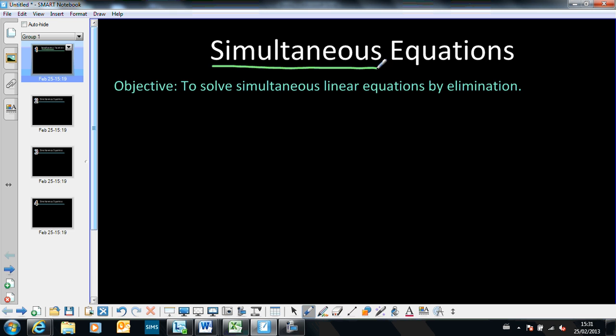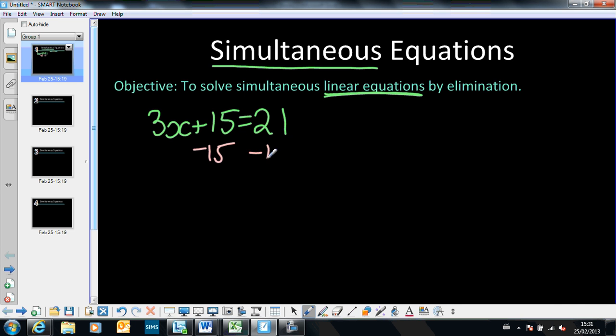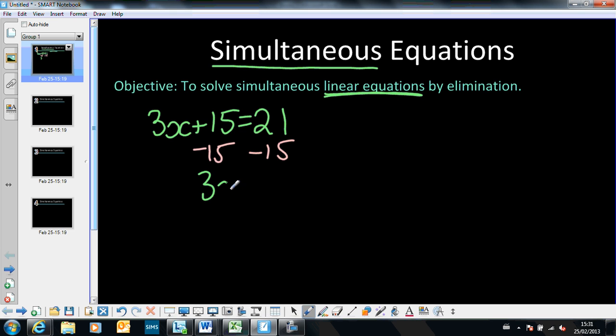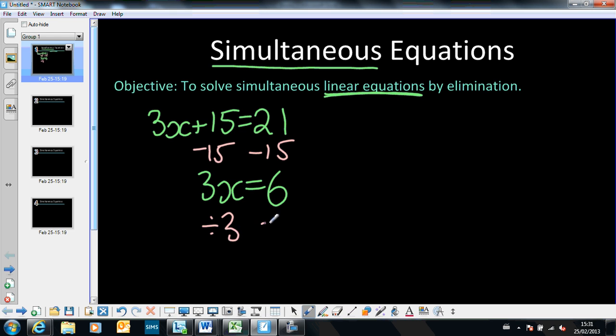So usually we've looked at solving linear equations a lot. A typical linear equation would be something like that: 3x plus 15 equals 21, and we know how to solve that using the balance method. I'm not going to go through every single step. There are older videos on the channel if you do need to review that, please feel free to.